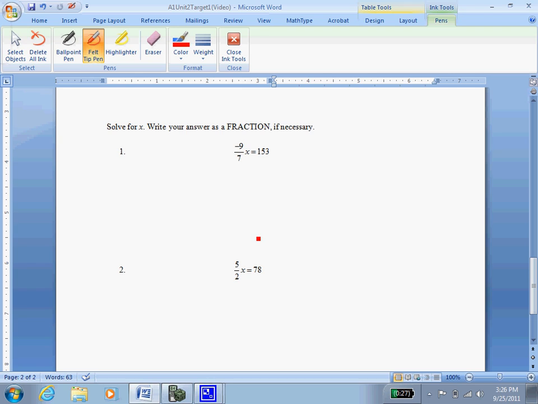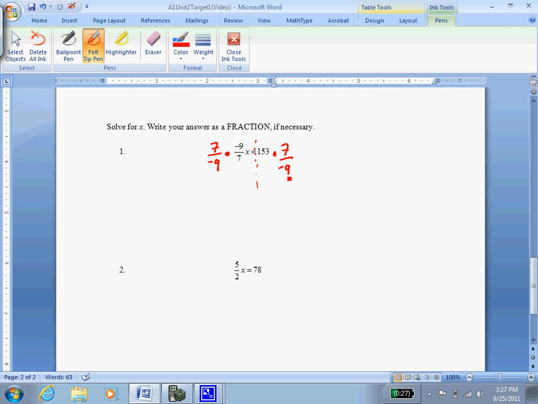So if I want to get everything to cross out here, I need to take my left side and I need to flip this over. So I'll multiply it by 7 over negative 9. And since I did it to the left, I also have to do it to the right. So I multiply this by 7 over negative 9.